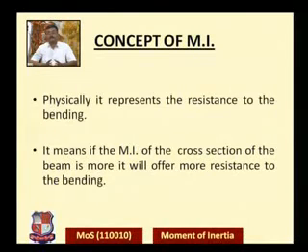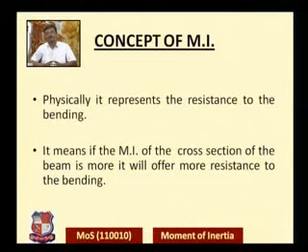But what does it represent physically? Practically it represents the resistance to the bending. If you take the example of the beam, it may have different cross sections, for example, channel section, I section, T section, like that. If the moment of inertia of the cross section of the beam is more, then it will offer more resistance to the bending. So that's why it's a very important parameter in the structure design.